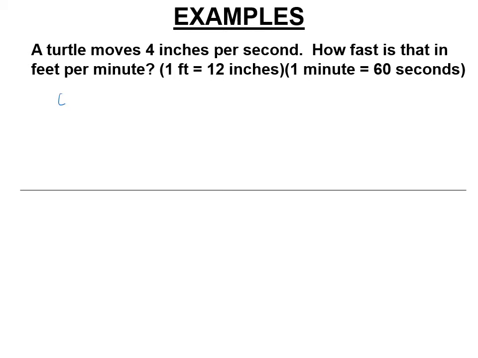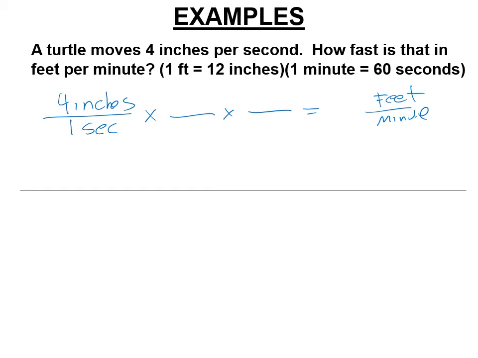A turtle moves 4 inches per second. So 4 inches per 1 second. And we're going to need 2 conversions, it seems like. And we want to know that in feet per minute. So both inches and seconds are going to get canceled here. They're both going to go. So 1 foot equals 12 inches. So let's get rid of the inches first. So 12 inches equals 1 foot. The inches cancel. Now we've used that one up. 1 minute equals 60 seconds. We're going to put the 60 seconds up here so we can cancel the seconds and get 1 minute.